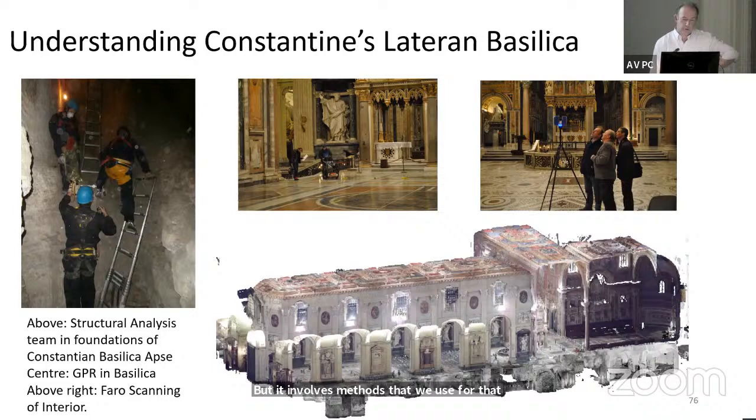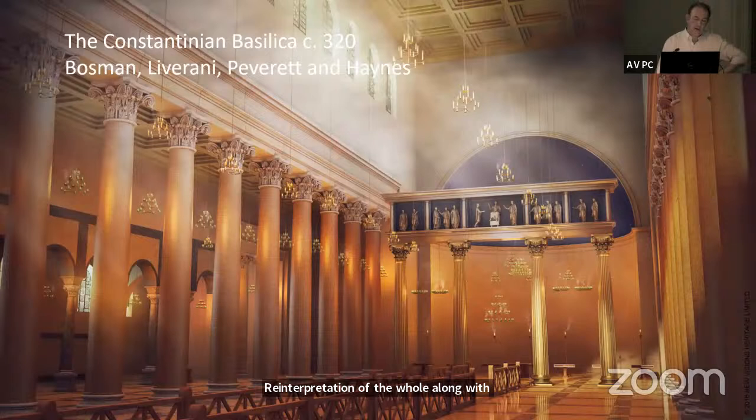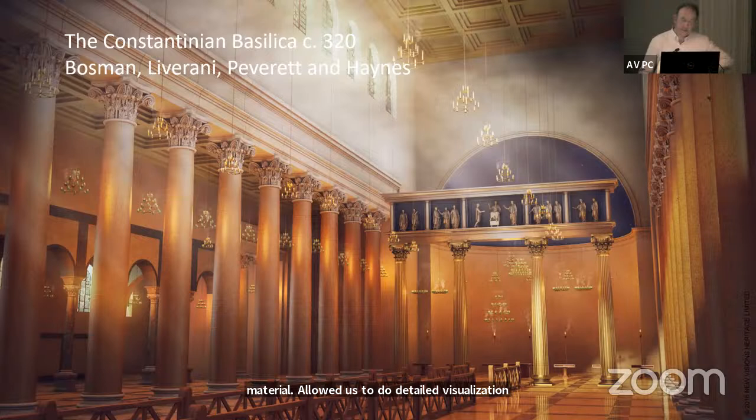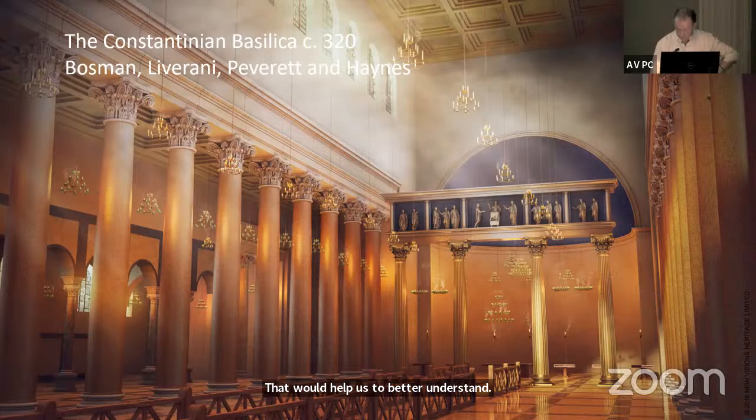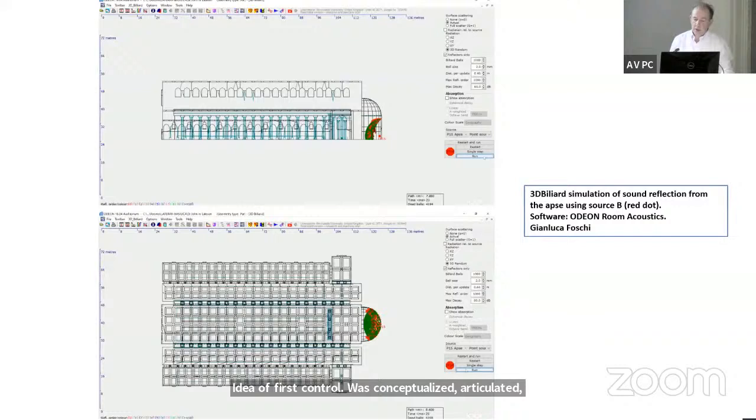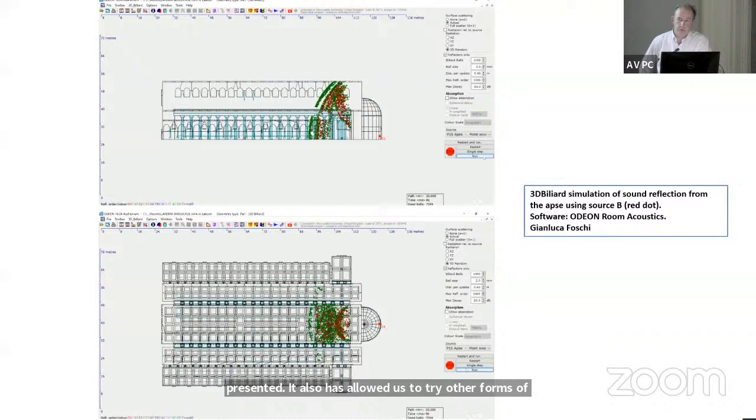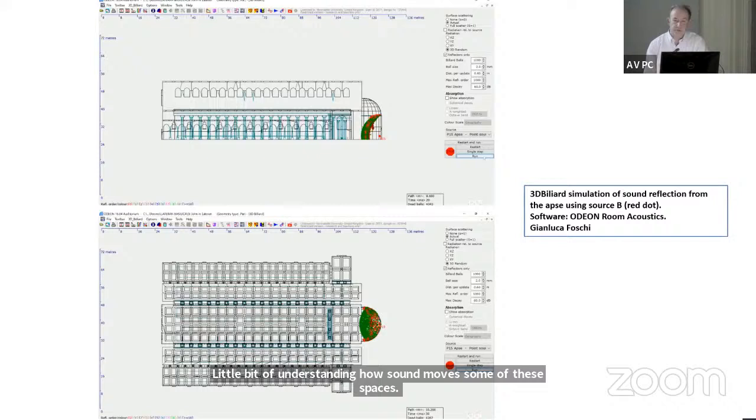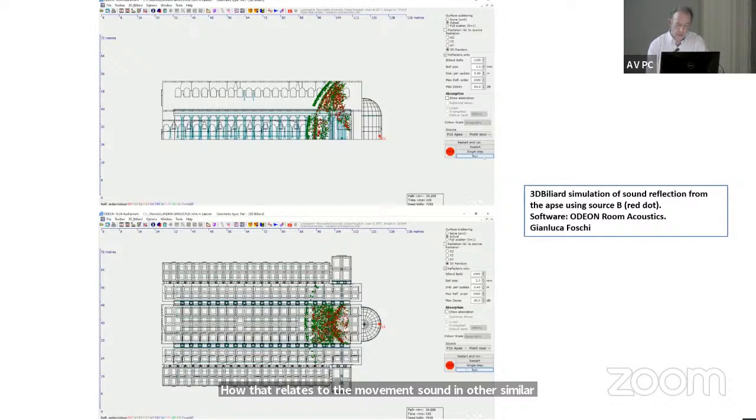Again, detailed digital modeling of what is above and below ground, reinterpretation of the whole, along with archival material, allowed us to do detailed visualization that would help us to better understand how the idea of a first cathedral was conceptualized, articulated, and presented. It has also allowed us to try other forms of model, including acoustic modeling. For those who are interested in liturgy in the early church, there are often perilously few clues to work from. But one thing we can do is work back from architecture and get a little bit of understanding of how sound moves in some of these spaces, how that relates to the movement of sound in other similar types of structures of the time, reception halls, for example, and therefore how these spaces would have operated.